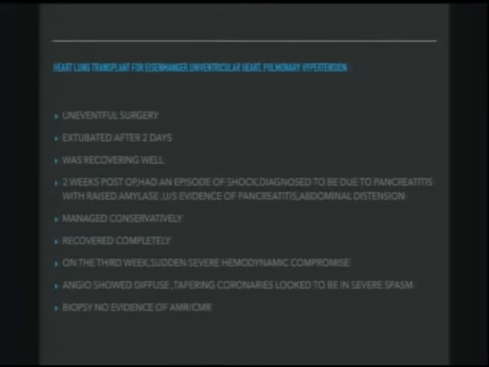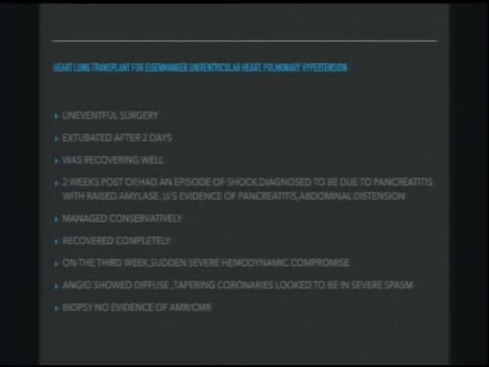levels. On CT scan and ultrasound she was diagnosed to have pancreatitis by the gastroenterologist and the surgeons. She was managed conservatively, and she responded to it in a week's time, and she recovered completely. And in the third week, when she was about to be discharged, she had a sudden severe hemodynamic compromise. So she was shifted to the cath lab, and an angiogram was done along with the biopsy.